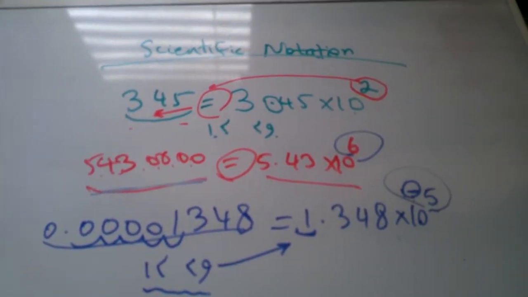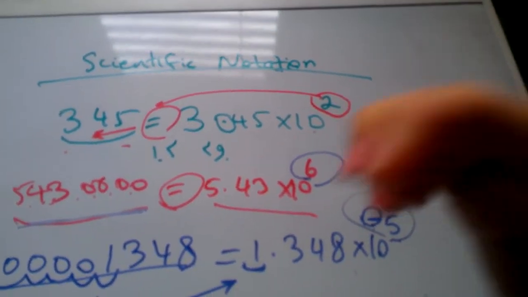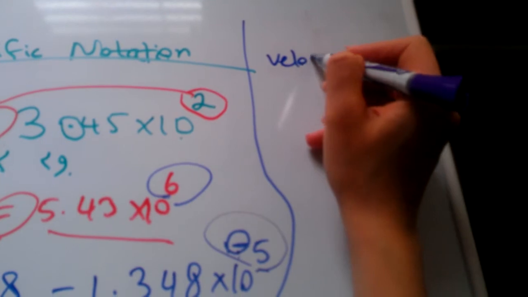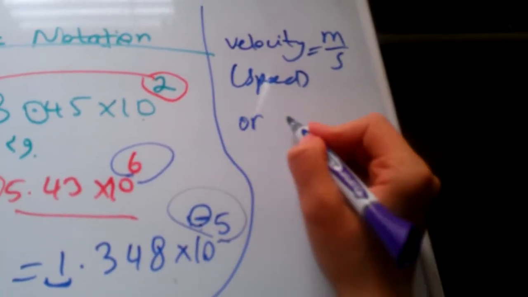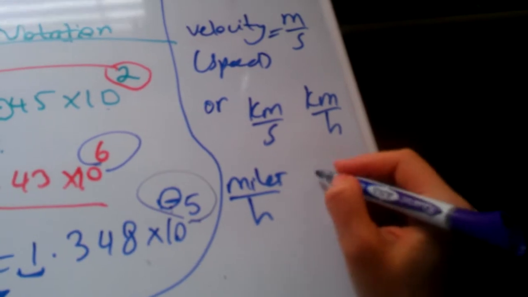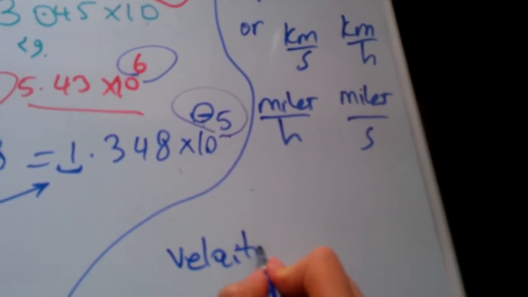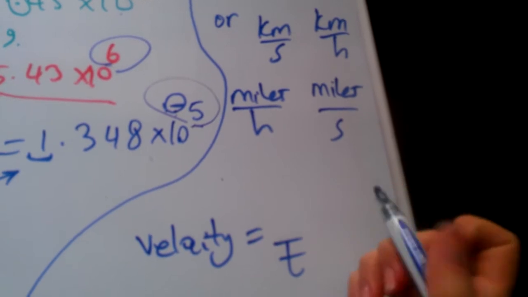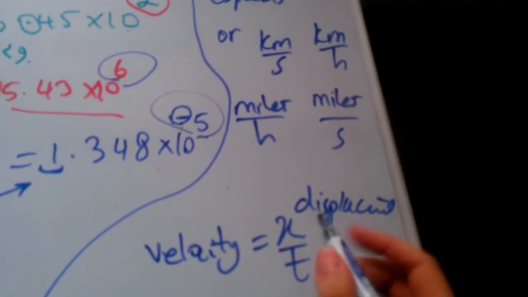So this is about scientific notation, but let's talk about some conversions and units and things like that. So in terms of conversions, say units for velocity or speed, both of them. The units for them are meters per second or kilometers per second or kilometers per hour or miles per hour or miles per second. You already know these things. Why? Because the definition for velocity calls for it. Velocity or speed is basically distance or displacement over time. So if you don't like D for displacement, call it X. Anyhow, displacement over time.